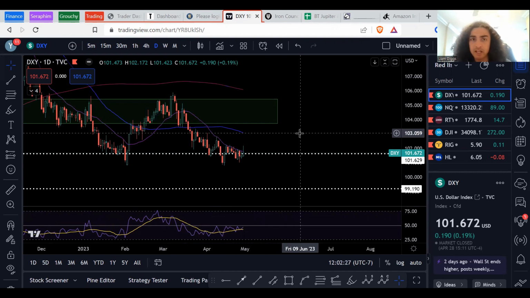So that's kind of what I look for. I don't know exactly when it will happen, but I do believe that the dollar is going to see a breakdown here in the near future. So keep an eye out for that.